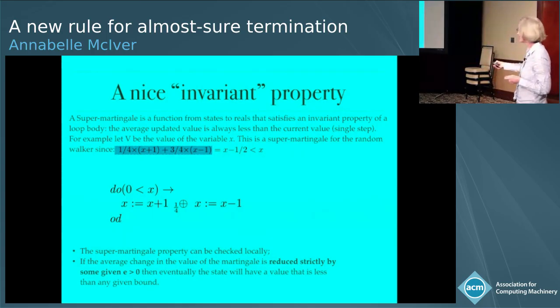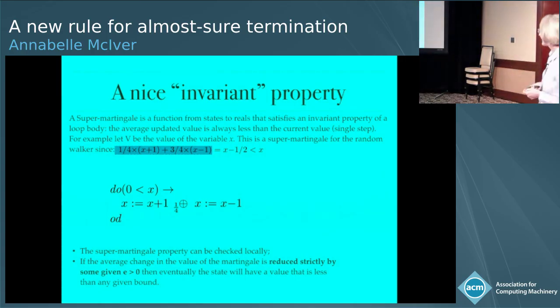that X takes. Okay, so X is some integer valued variable. So we define V to be the value of X, whatever that value is. And so if we look at one iteration of this program and we work out the average value after that iteration, we work out this little equation here. So we say with 1/4 of the time, X has increased by 1. With 3/4 of the time, it has decreased by 1. A little bit of arithmetic shows you that works out to X minus 1/2, which is strictly less than X. So this definition of V is a super martingale with respect to this loop.